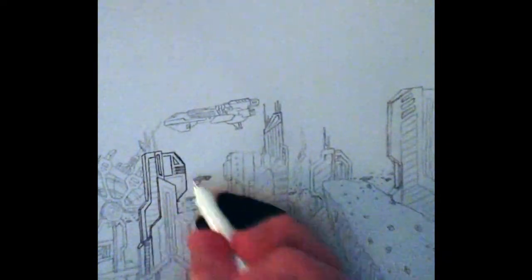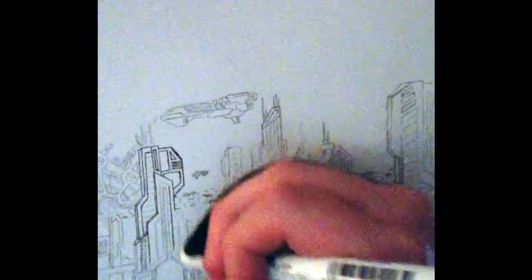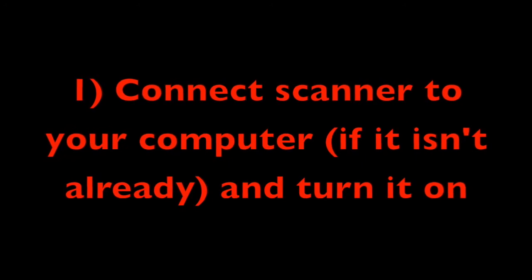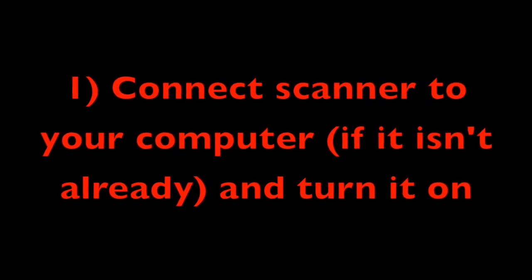I won't show you too much of this one because you've already watched me draw it, so I'll just skip ahead to this next part, the scanning phase. For this part, I'm assuming you have a scanner. If you don't, you can take pictures with your camera, just be aware that it won't get you the best quality result. Step 1, connect the scanner to your computer, if it isn't already connected, and turn it on.